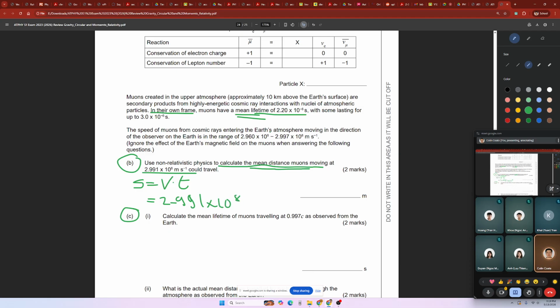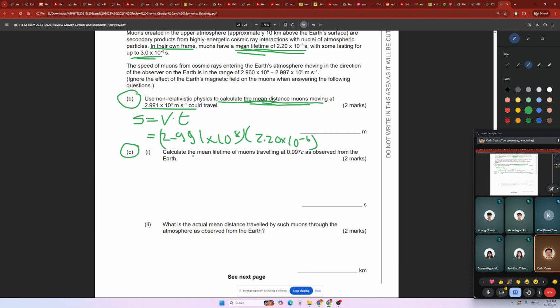And then the time is the mean one, not the maximum. Please be careful when you read that, okay? And then we have that one, so 2.2. I'm not going to do it all, just that. That's enough. So you should be able to figure that out. Okay? Now it says, calculate the mean lifetime of muons traveling at this speed as observed from Earth.